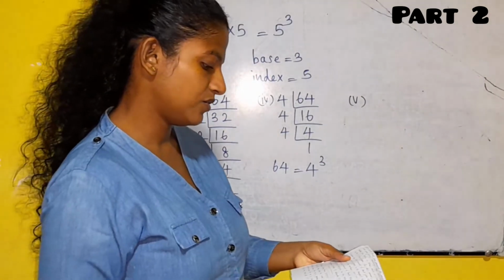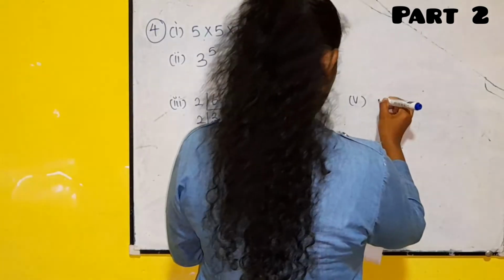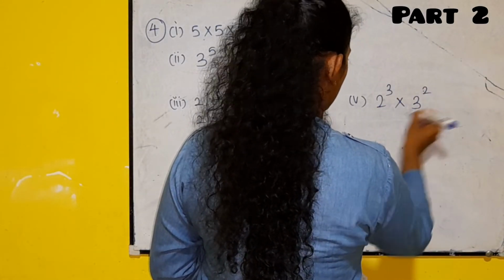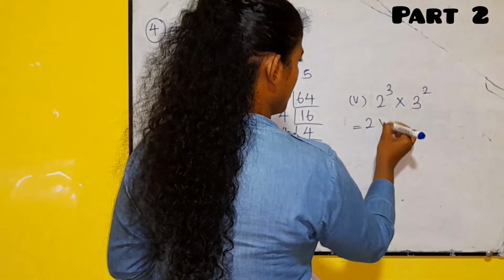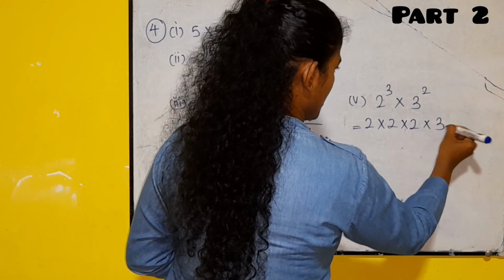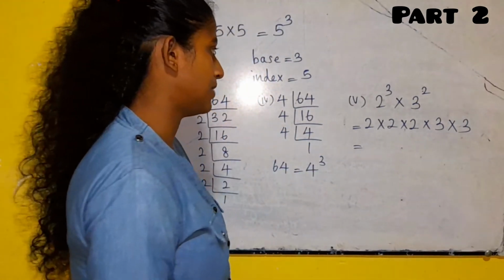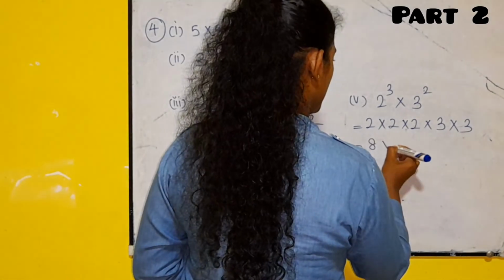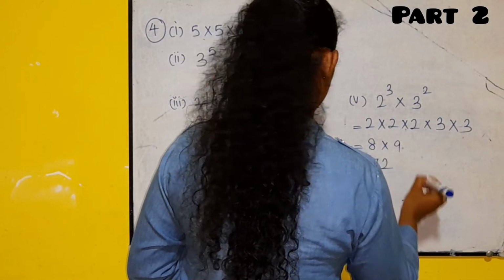Find the value of 2 to the power 3 into 3 to the power 2. You have to expand these powers. 2 to the power 3 is equal to 2 into 2 into 2. 3 to the power 2 is equal to 3 into 3. Now you can get the value by multiplication. Here the answer is 8. Here the answer is 9. 8 into 9 is 72.